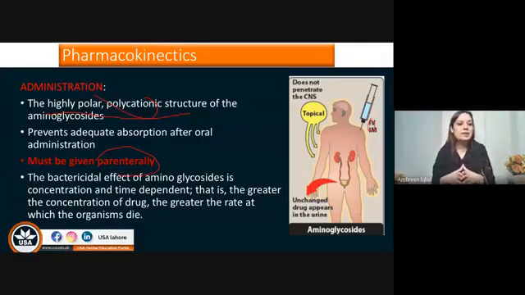The bactericidal effect of aminoglycoside is concentration and time dependent. I mean, how much effect they are going to produce, how bactericidal they may be, depends upon the concentration of the drug, how much you give, and the time it stays, depending upon its plasma half-life. The greater the concentration of the drug, the greater would be the rate at which it kills the organism.